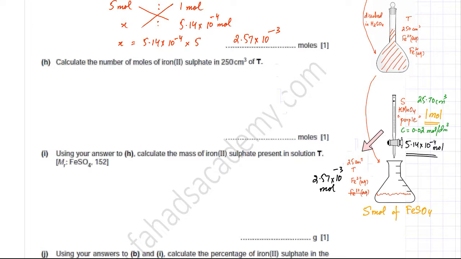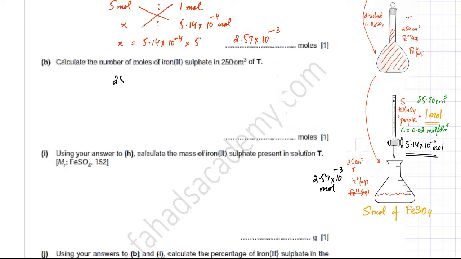Now, this was our 25 cm cube solution of T that we took and titrated, and we found out that it had 2.57 into 10 to the power minus 3 moles. Now he's asking us to find the moles in 250 cm cube of T. Remember that this 25 cm cube solution in the flask was taken from that 250 cm cube. So we're going to use ratios again.